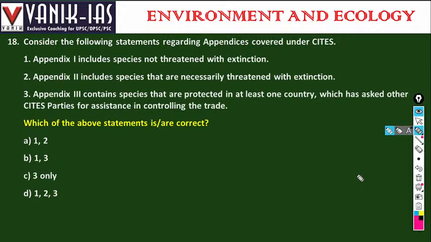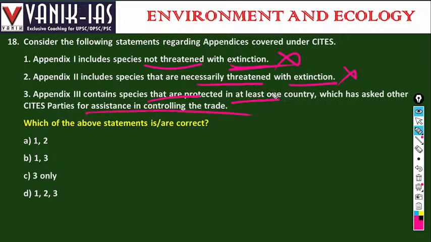Consider the following statements regarding appendices covered under CITES. What are the appendices? Appendix 1 includes species not threatened with extinction. How can a species be not threatened with extinction and in Appendix 1 at the same time? This is wrong. Appendix 2 includes species necessarily threatened with extinction. Now this is also wrong actually. Appendix 3 concerns species that are protected in at least one country and which has asked other CITES parties to assist in control of the trade. Yes, this is right. So 3 only option is the right answer.